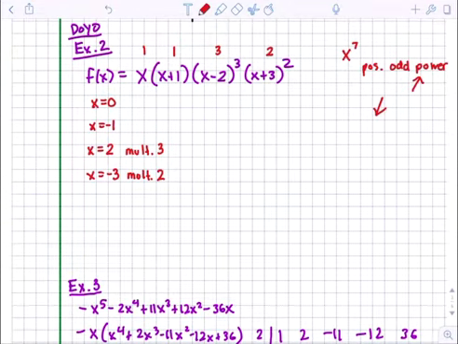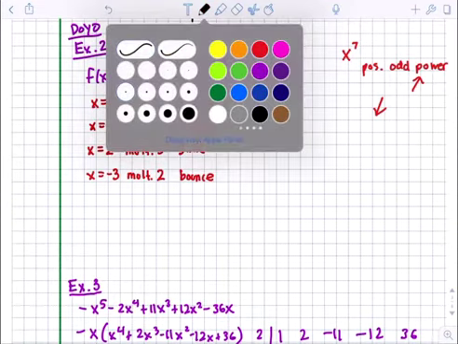Alright? Oh, and I forgot to write what my multiplicities mean. So if it's multiplicity of 3, that means it's going to slide. And if it's multiplicity of 2, that means it's going to bounce. And don't forget, if it's multiplicity of 1, it's going to cross. So we have everything we need. Now all we have to do is just graph this potential polynomial.